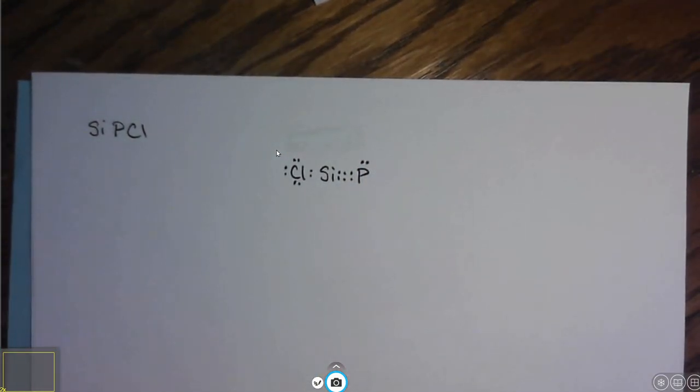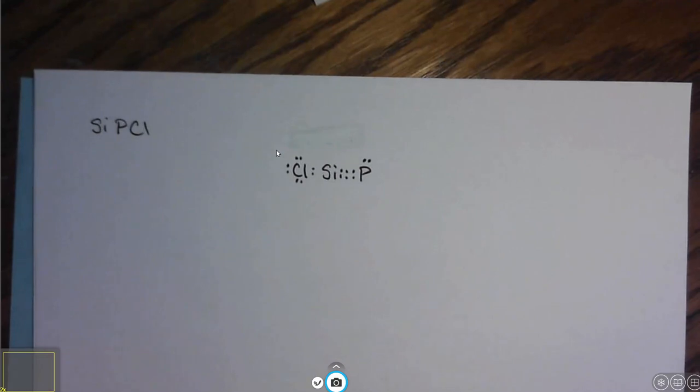How come the silicon is in the middle? Because in the case of this molecule, everything's bonded to the silicon. If we did the electron dot notation in the sharing arrangement, it wouldn't work out to put phosphorus in the middle. I'm just kind of skipping over all that to show you this, okay?